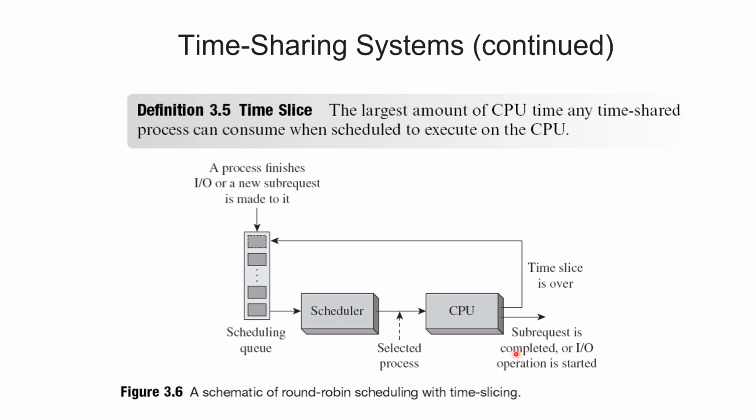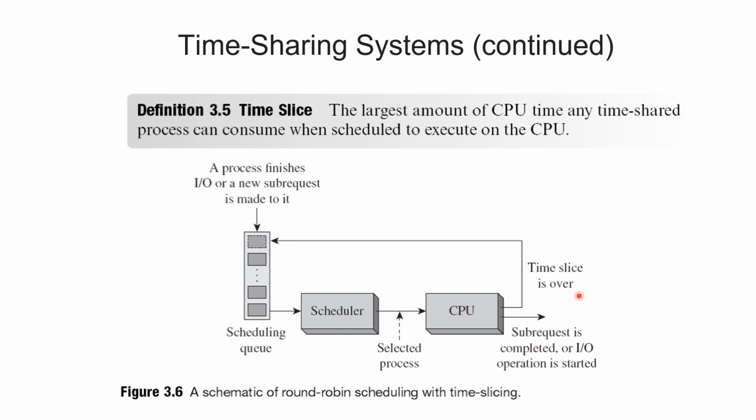Such a process would be added at the end of the queue when it receives a new sub request or when its input output operation is completed. In circular fashion, the CPU will be allocated to each and every process. The scheduler always selects the head of the queue request, and that selected process is given to the CPU for execution.